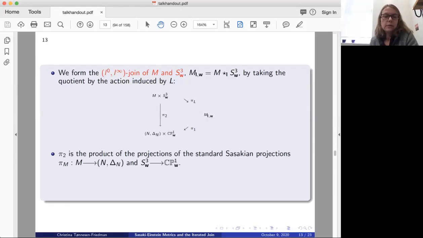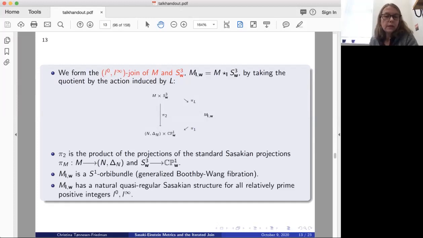All right, so pi2 is just the product of the projections, and yeah, that's it. I just said that, right? So this bundle here, this is sort of the standard Boothby-Wang construction in fibration. Okay, and then the result would be a quasi-regular Sasaki structure for any choice of relatively prime positive integers L0 and L infinity, but you have to ask, well, when will I get a smooth manifold out of this?